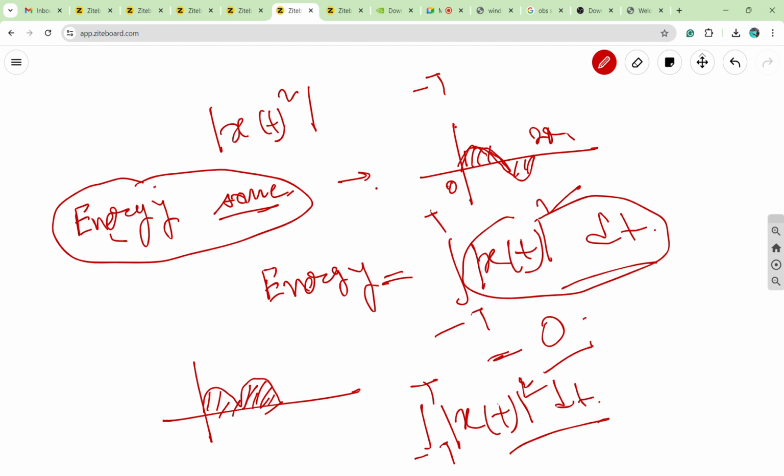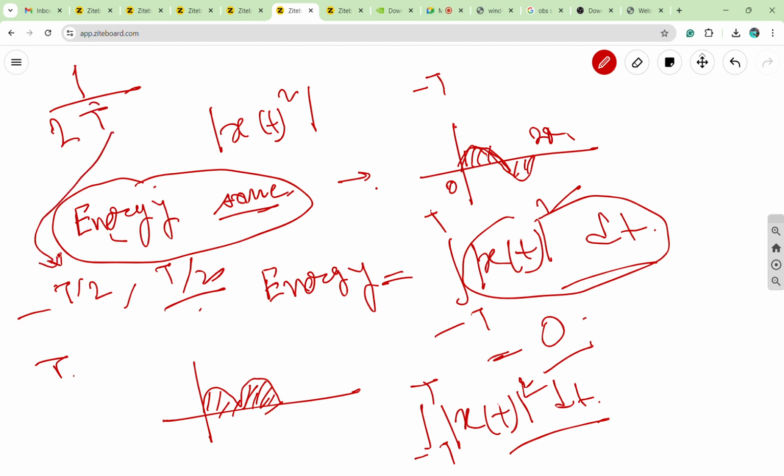Okay, sir. And sir, in the power you said we will integrate from minus t to t, so that's why we are taking 1 by 2t. So what if the period of the signal is only t? Oh, the period of the signal is only t. Okay, then it is a periodic signal from minus t by 2 to t by 2, and then it is t, right? You just put it here, then t. I don't say 2t, and at that time t is actually minus t by 2.